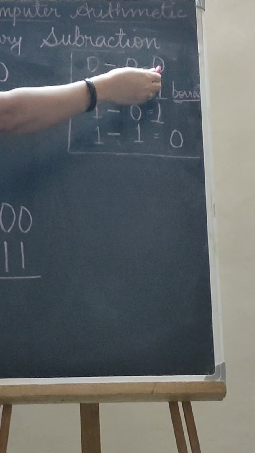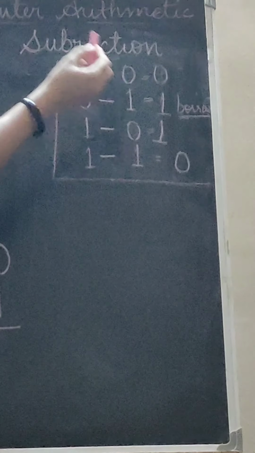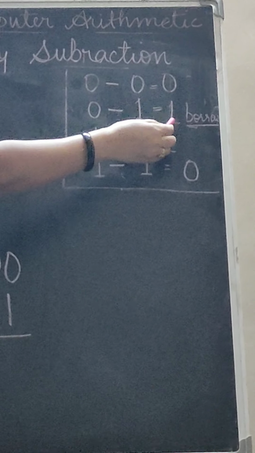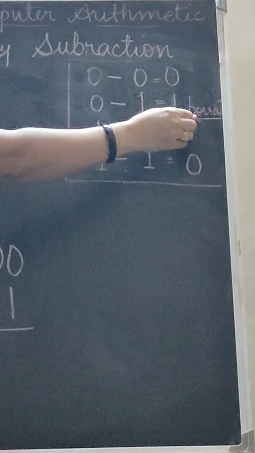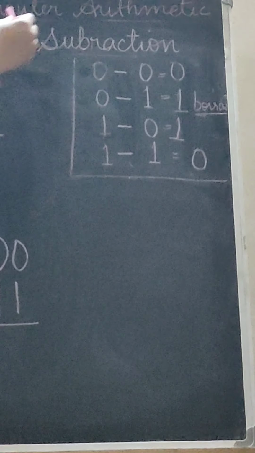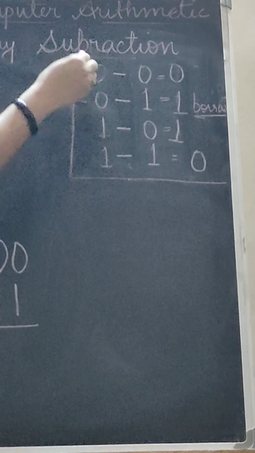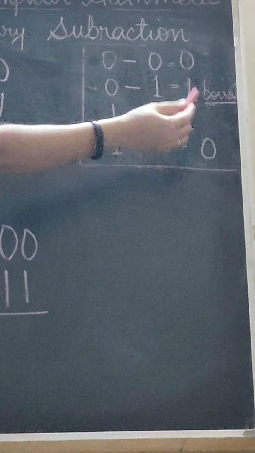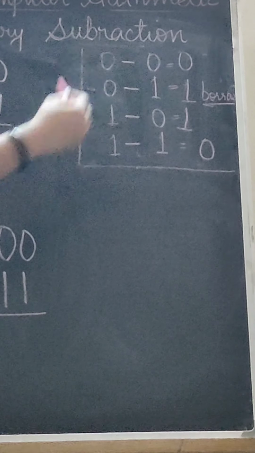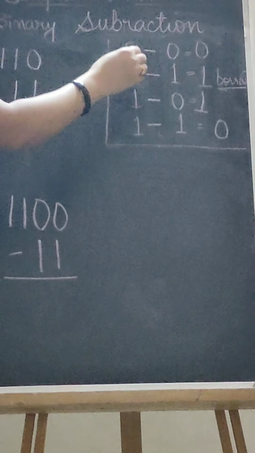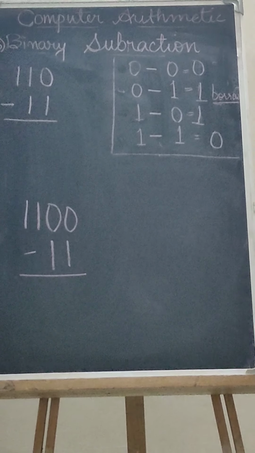0 minus 0 gives 0. 0 minus 1 gives 1, and we have to take borrow from the next digit. This is slightly different. The rest three are the same. 1 minus 0 is 1. 1 minus 1 is 0. Here we cannot subtract any digit from 0.